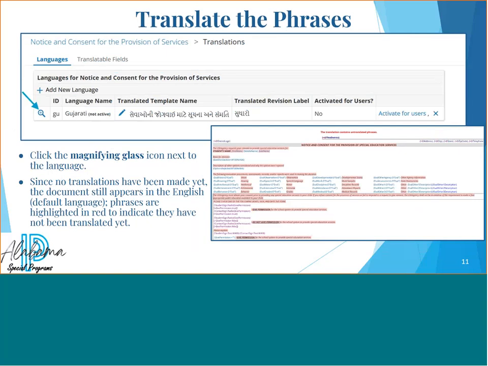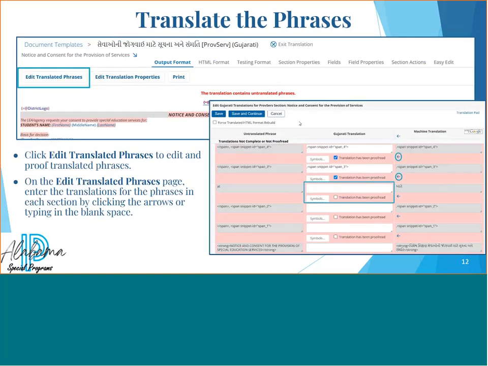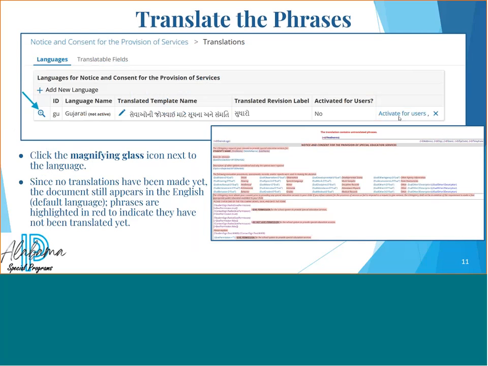All right? And now you see that Gujarati language has been added, and there's the translated template name. Okay? And then there's the revision label name. But you can see it is not activated for users because we're not ready yet. Okay? And when we are ready, we'll come back to this spot and we'll click Activate for Users so that our people can see it.